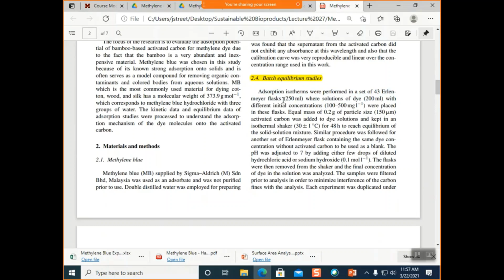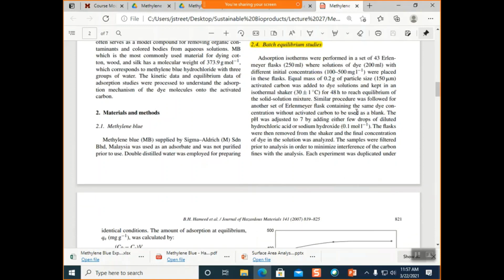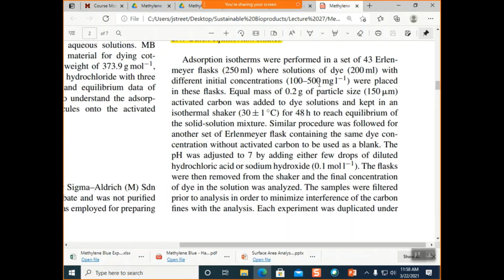And so they talk about how they used 43 Erlenmeyer flasks, 250 milliliters, with solutions of dye at different initial concentrations. So they used 100 to 500, let me zoom in on that, milligrams of methylene blue per liter placed in these flasks. An equal mass of 0.2 grams, and that's important too, with a very specific particle size. If you use various particle sizes all over the place, you might get all kinds of crazy different answers.